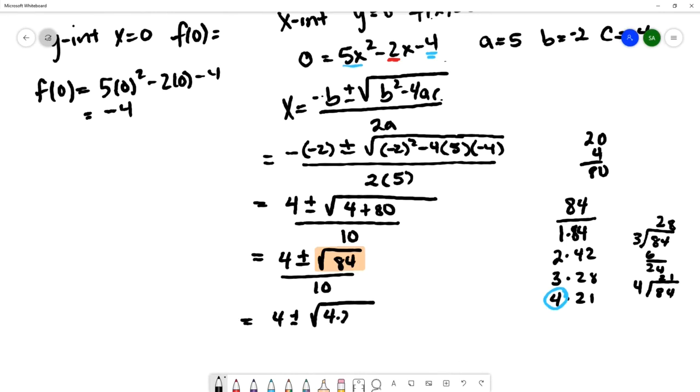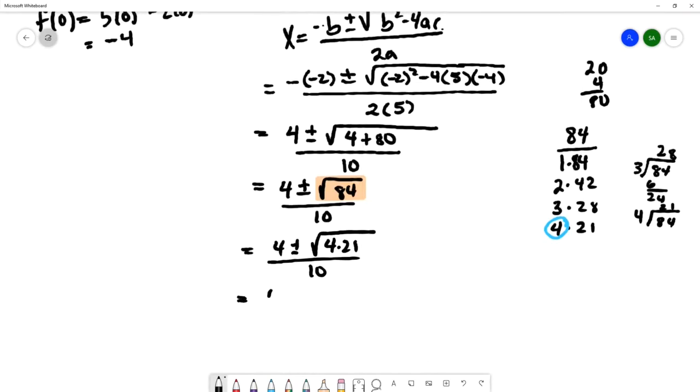4 times 21 over 10. The square root of 4 is 2, and the 21 stays inside the radical. And the last thing that we want to do is to reduce the fraction. You want to make sure that there are no common factors left in your fraction.